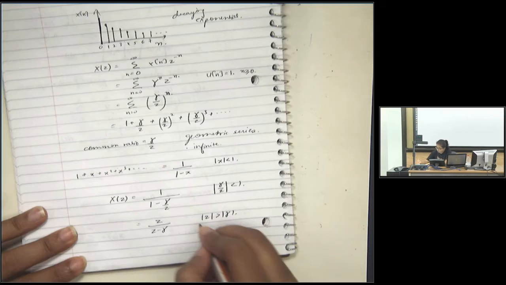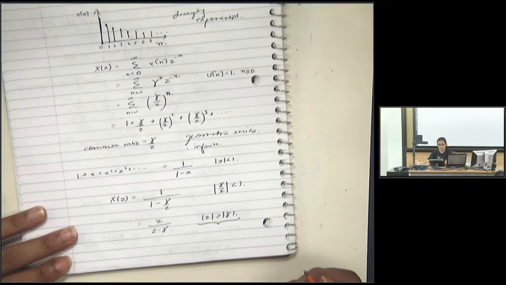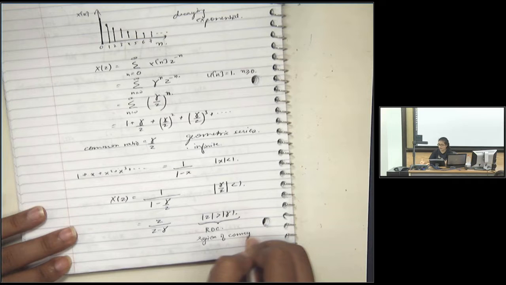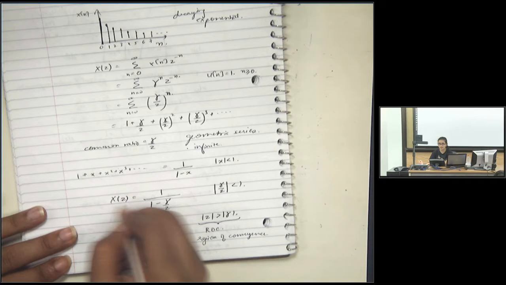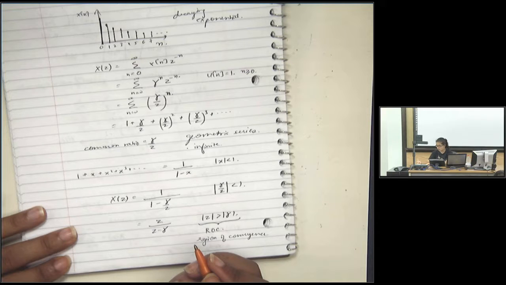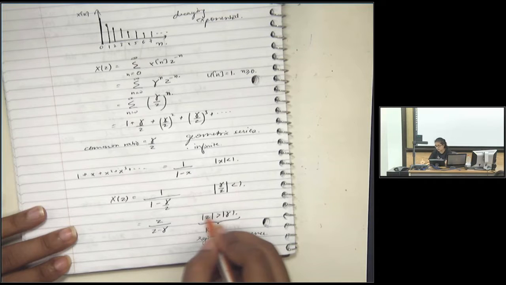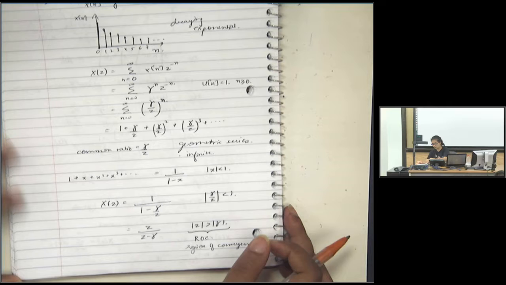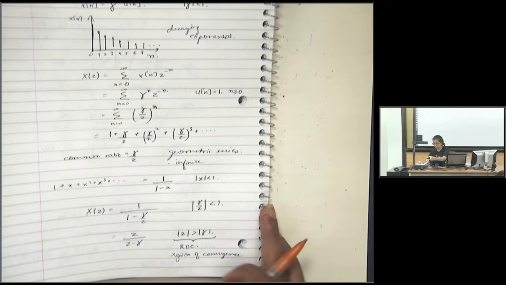Alright, so what does this condition denote for us? This is our ROC, region of convergence. If this condition is not met, our X(z) is not a finite value. Okay, so region of convergence means the values of z for which our X(z) is a finite value. It converges to some value, it's not infinite. Okay, so if we are supposed to plot this ROC, what will it look like?